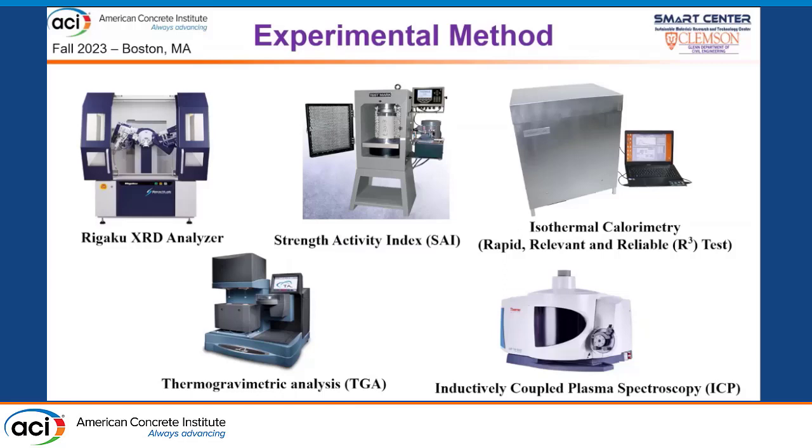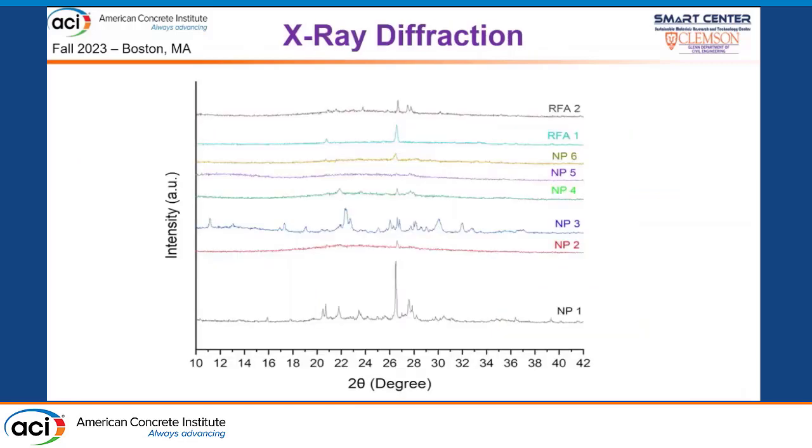And then we use a classic method, the ASTM C311 strength activity index, and a relatively advanced method, the ASTM C1897 R3 test, conducted by isothermal calorimetry. Thermogravimetric analysis, TGA, was used to quantify the amount of calcium hydroxide in the cementitious matrix. And inductively coupled plasma spectroscopy was used to quantify the amount of alkali ions in the cementitious pore solution. And this is the XRD pattern of the materials we used.